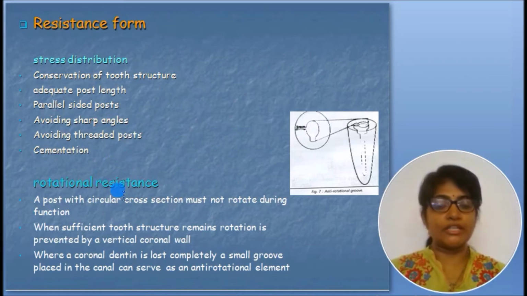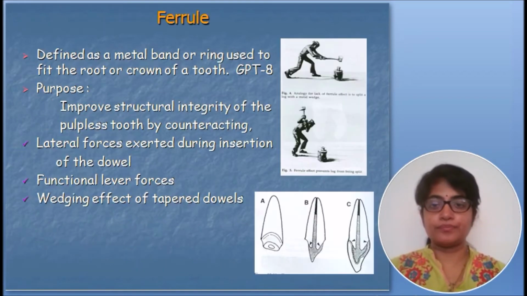To provide rotational resistance, a post with circular cross section must not rotate during function. So we provide this sort of keyhole preparation, which is an anti-rotational groove, to lock the post structure in place. So it is an anti-rotational element to provide the rotational resistance.